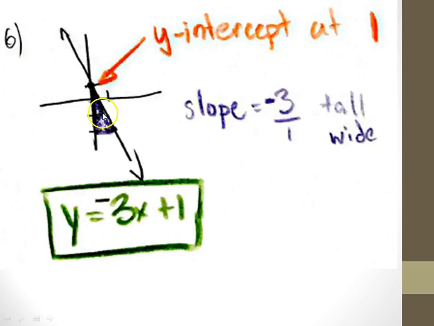Now, why is it negative? Because the right side points down. You want to be right, so you're going to look at the right side of the line. The right side points down. Down is going to be negative. So it's negative 3. Plug it into the y equals mx plus b, and my equation is y equals negative 3x plus 1. Sweet. All right, cool. Halfway there.